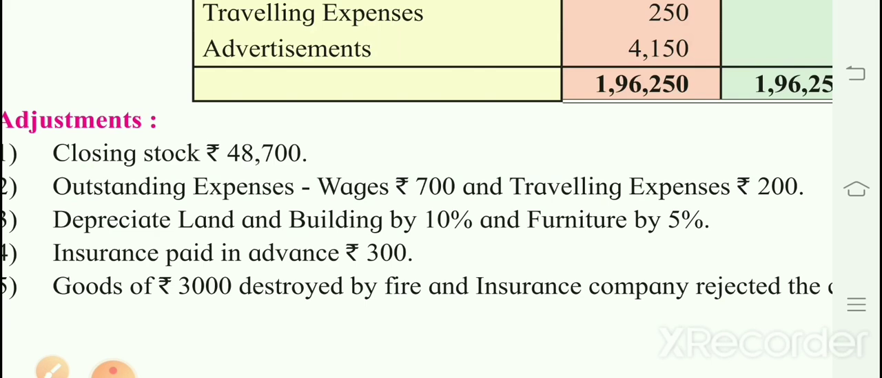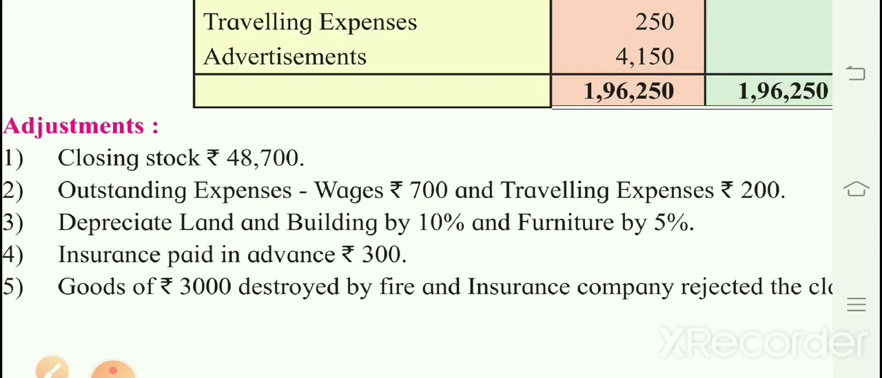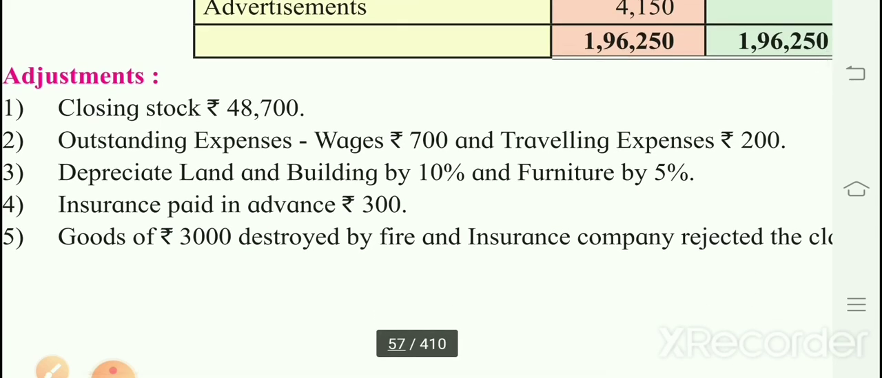Next adjustment, depreciate land and building by 10% and furniture by 5%. See, on asset side, we have written land and building by rupees 42,500. Now, we will have to charge the depreciation on land and building at 10%. So, 10% of 42,500 will be 4,250. So, deduct this amount from land and building. Second effect, write it on debit side of profit and loss account.